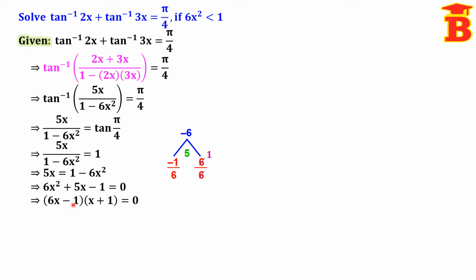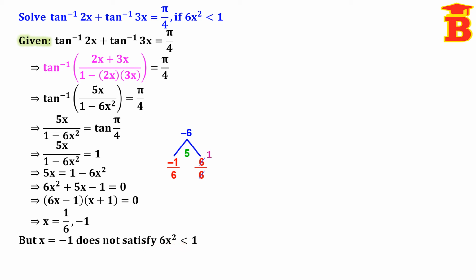From the first bracket, the value of x is equal to 1 by 6. From the second bracket, x is equal to minus 1. So we get x is equal to 1 by 6 comma minus 1. But there is a condition given, 6x squared should be less than 1. So here we cannot take this value because it doesn't satisfy 6x squared less than 1.